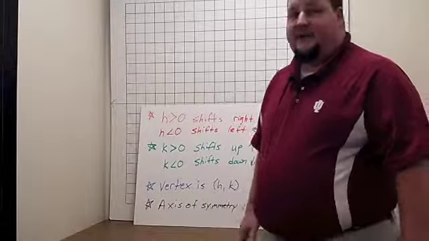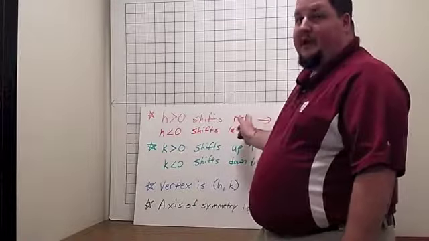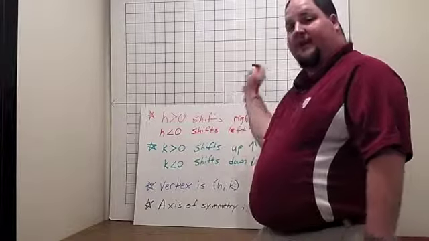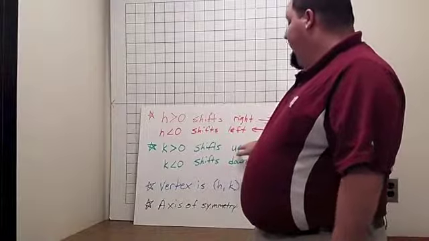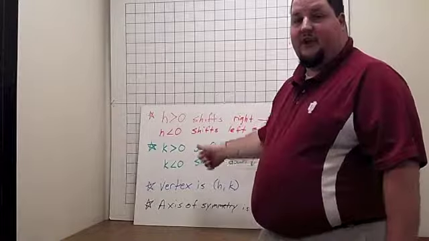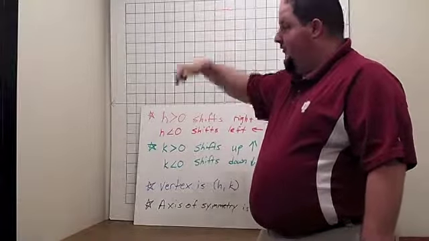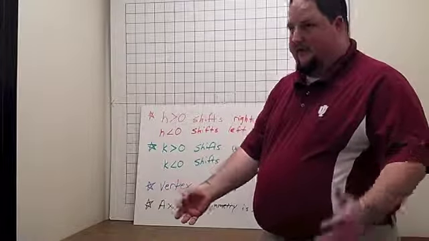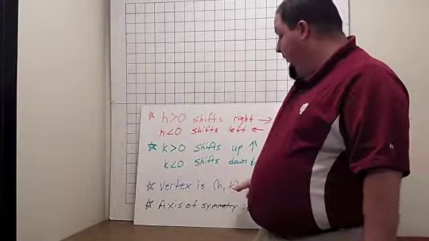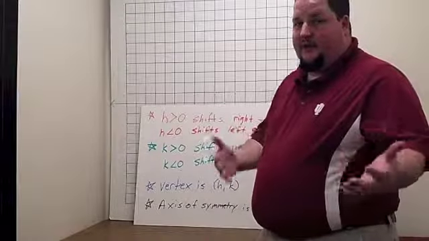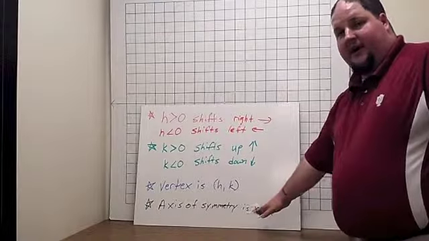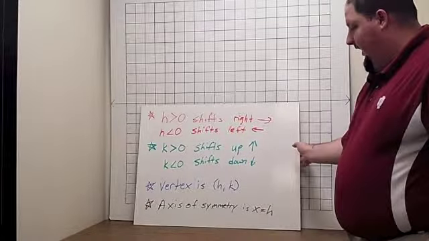If h is positive, we're shifting to the right. If h is negative, we're shifting to the left. If k is positive, we're shifting up. If k is negative, we're shifting down. The vertex in vertex form, it's kind of important, is h and k. That's why they call it vertex form. And the axis of symmetry is defined as x equals h.